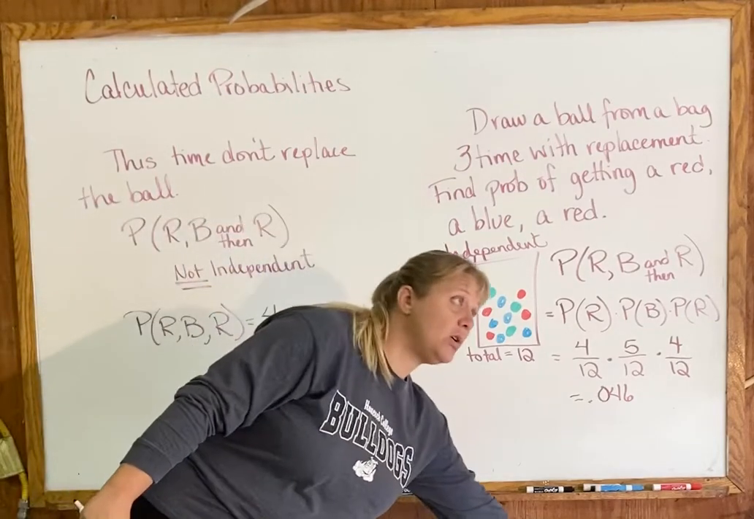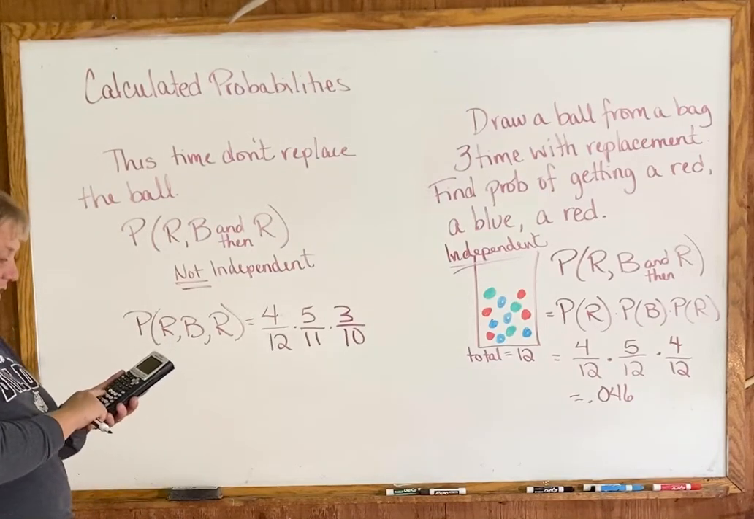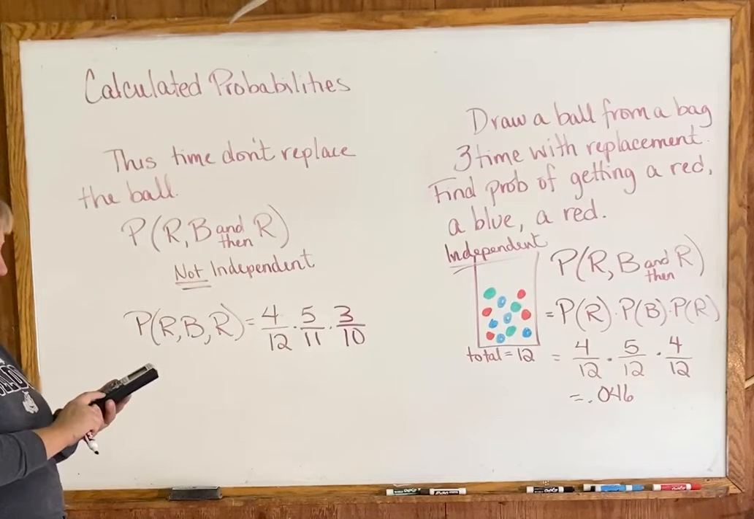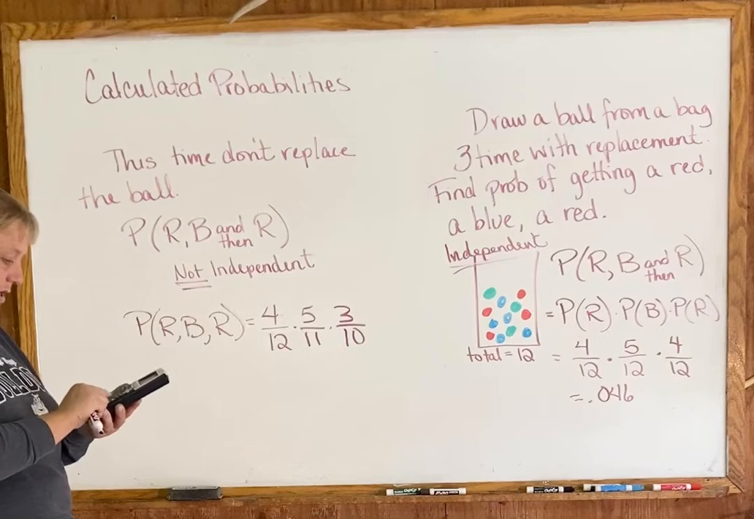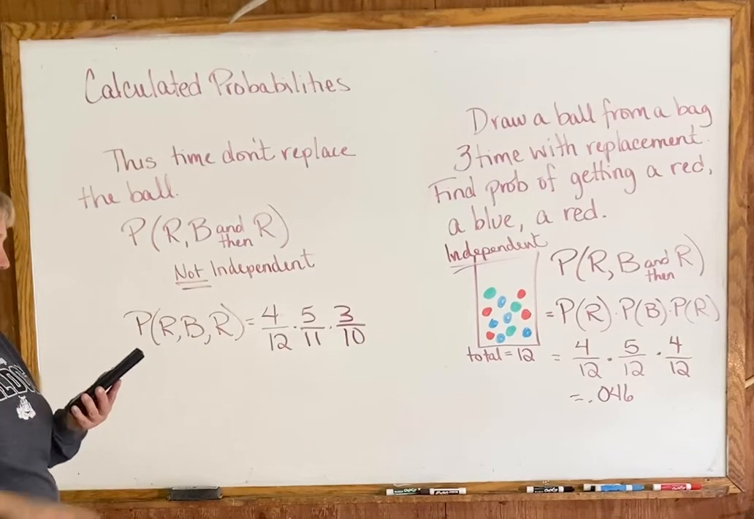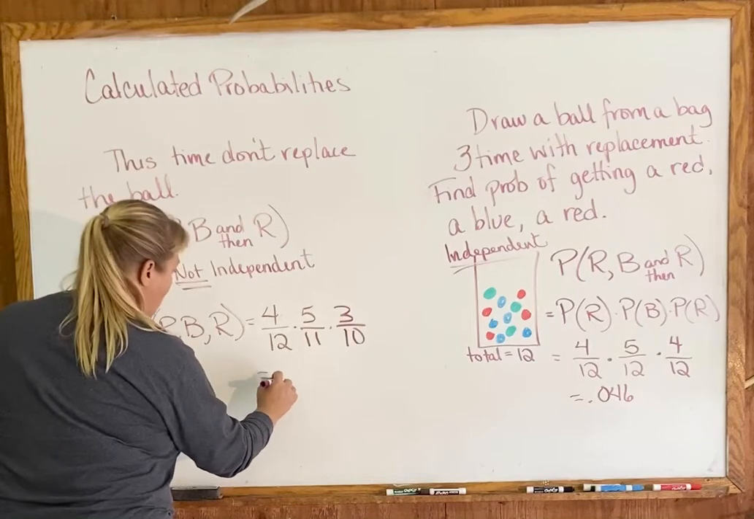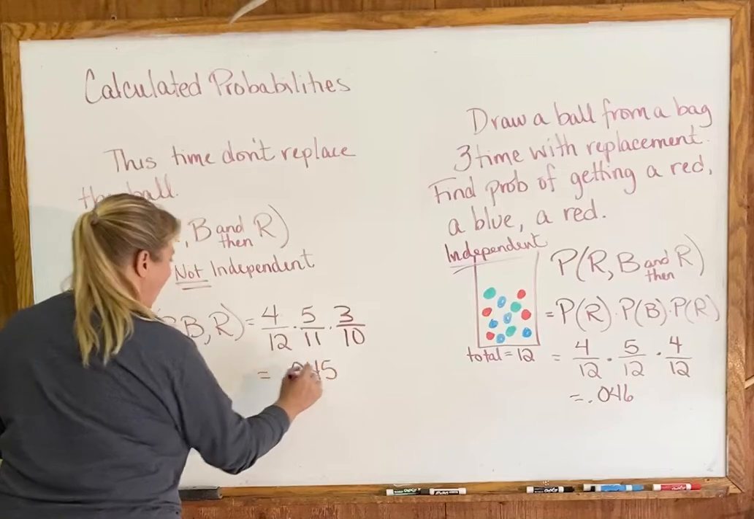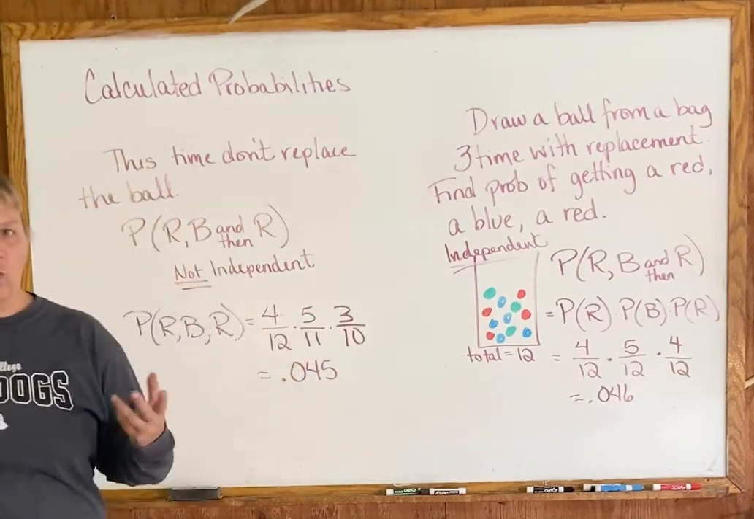Now again, it didn't mean we couldn't do it. We just have to think about that idea of conditional. So here we go: 4 divided by 12 times 5 divided by 11 times 3 divided by 10. Now, it doesn't change it a lot, but it does change it a little bit, to get 0.045. And if there were more balls in here, it would change it quite a bit, okay?